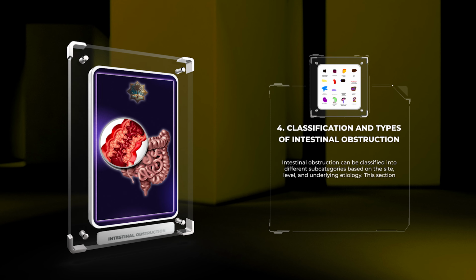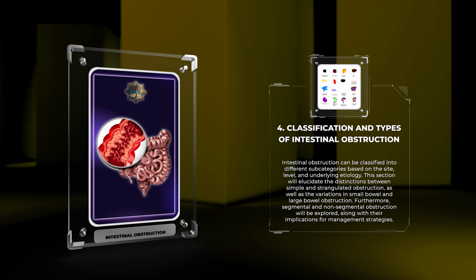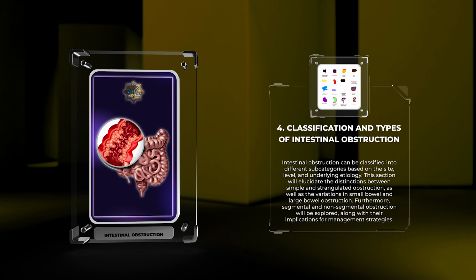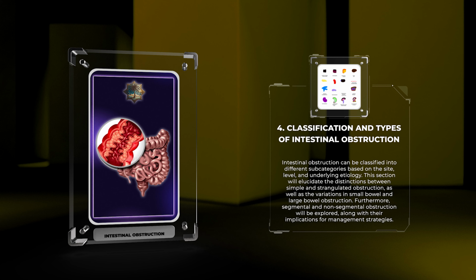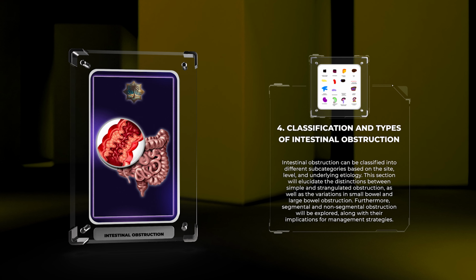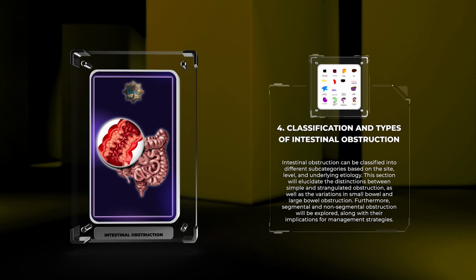Intestinal obstruction can be classified into different subcategories based on the site, level, and underlying etiology. This section will elucidate the distinctions between simple and strangulated obstruction, as well as the variations in small bowel and large bowel obstruction. Furthermore, segmental and non-segmental obstruction will be explored, along with their implications for management strategies.